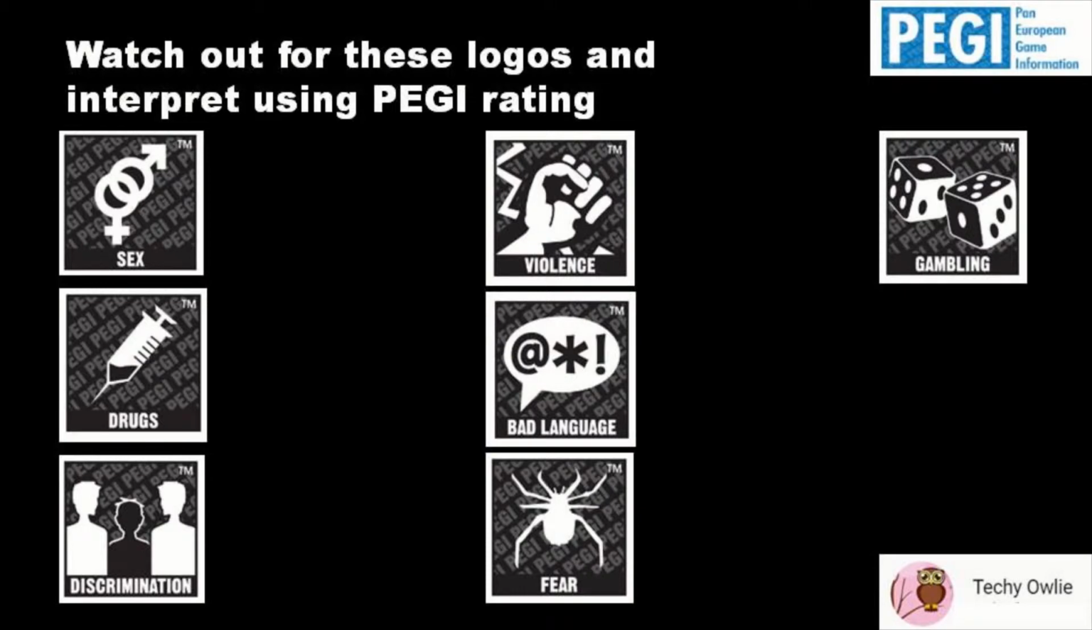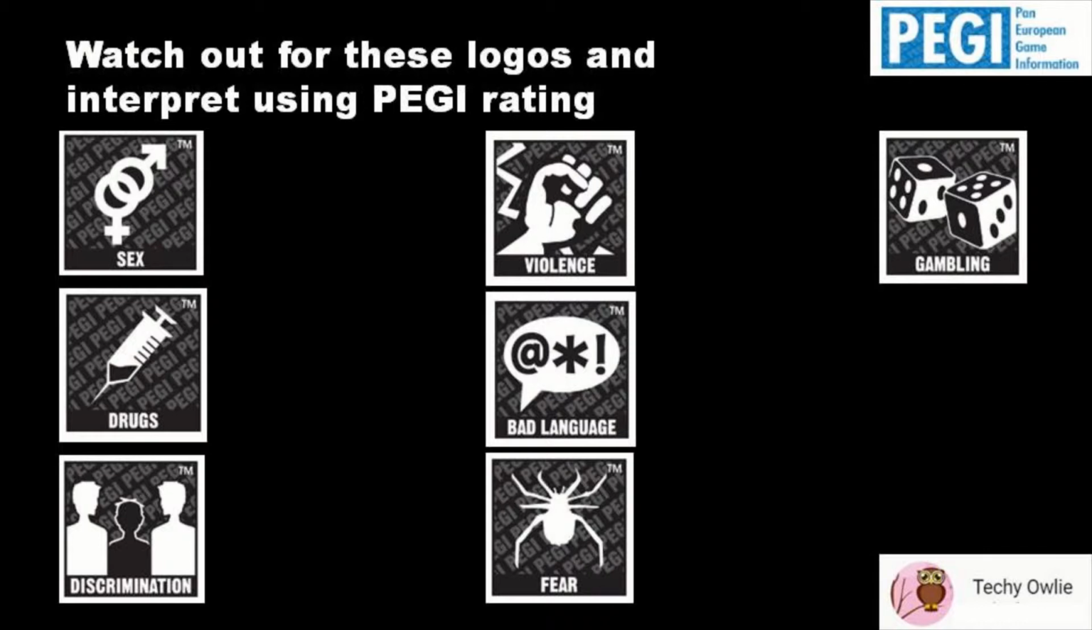Now these are the different logos which will indicate whether the game will have this content or not, and you need to interpret them based on the PEGI rating you have. For example, if your game CD has the sex symbol plus a PEGI rating of 16, it means that there could be sexual content but genitals won't be shown. If the rating is 18 and the sex symbol is there, then it could mean that explicit sexual activity may be shown in the game.